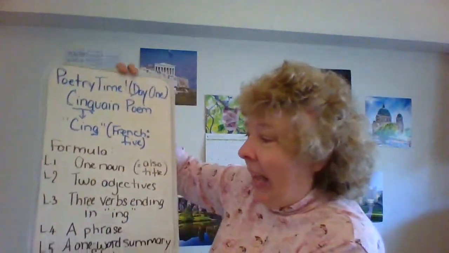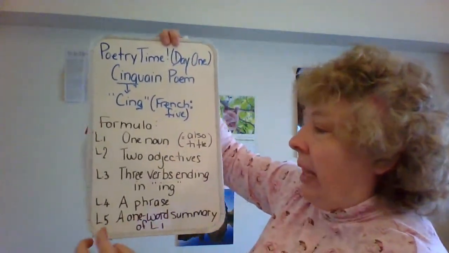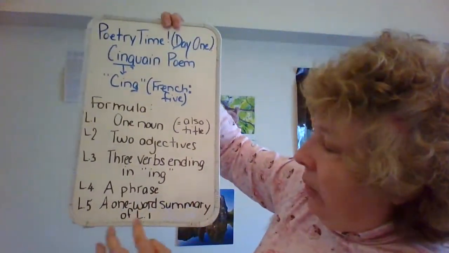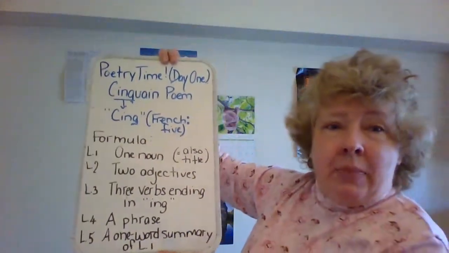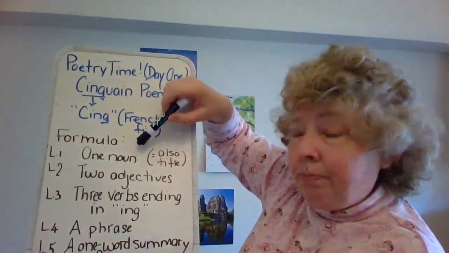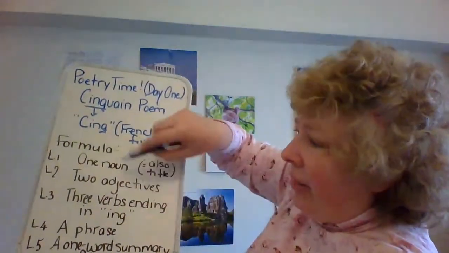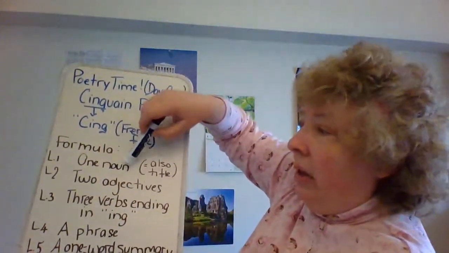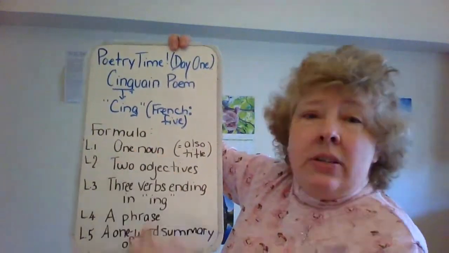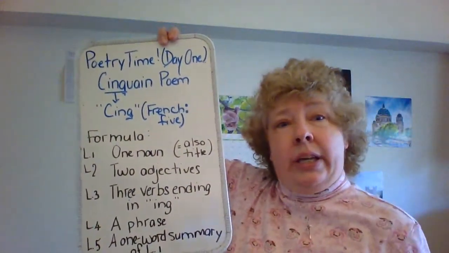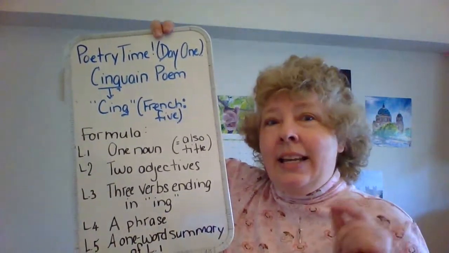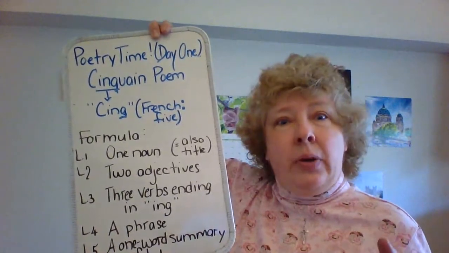And then finally, line 5, a one-word summary of line 1. So you're basically looking at your line 1 and thinking, after having all this describing of this noun, what is another way of saying that? So instead of saying cookie, what's another way of saying cookie? You could be original and say it perhaps in a different language.